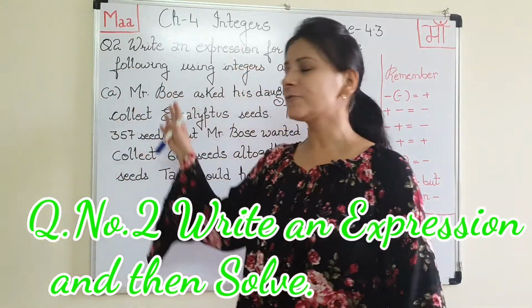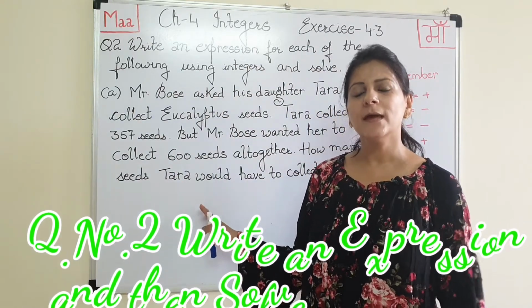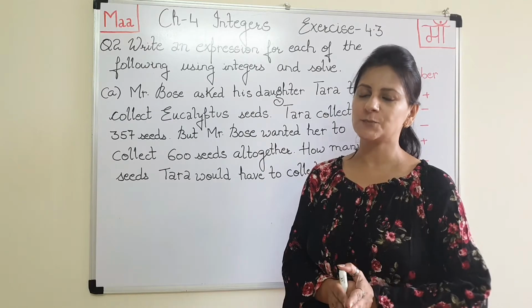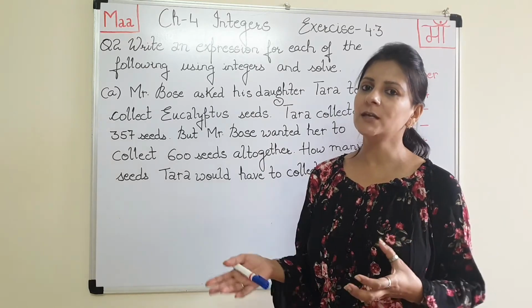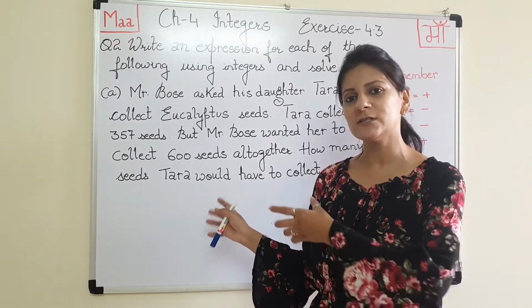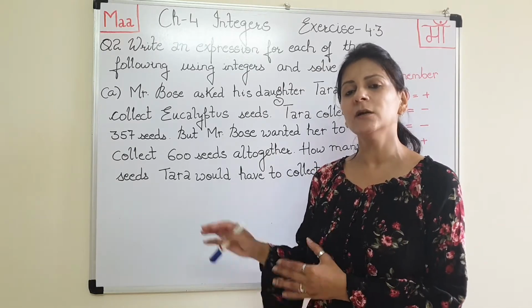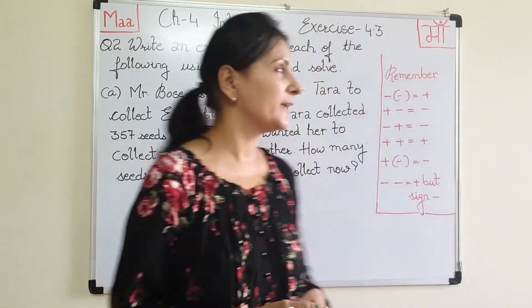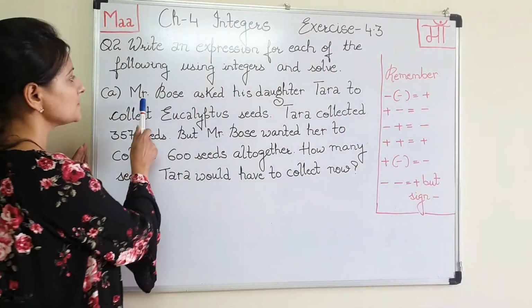Firstly, we have to read this problem sum, and then we have to write the expression for it. Expression means the way in which the questions were given in question number 1. In that way, firstly we have to arrange the integer and then we have to solve it. Okay, so let's begin.